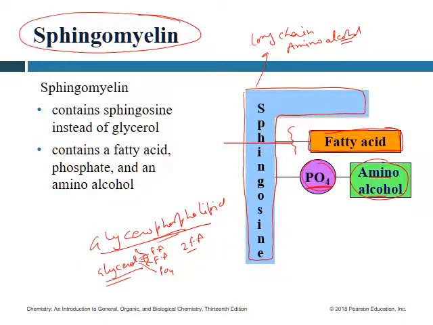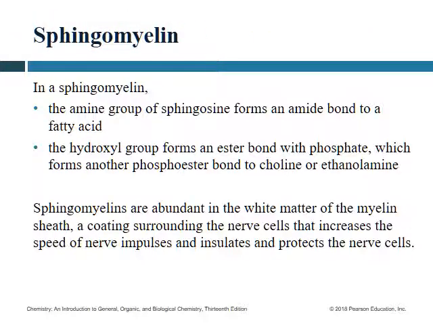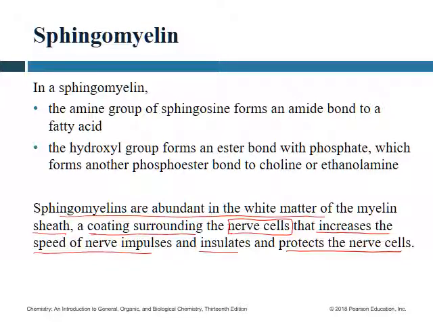Okay, so where can you find sphingomyelin? This lipid, sphingomyelin, is abundant in the white matter of the myelin sheath. What is the myelin sheath? It is a coating surrounding the nerve cell. So this sphingomyelin normally covers the nerve cell, and it also increases the speed of the nerve impulse and insulates and protects the nerve cell, right? So this sphingomyelin lipid is very important to the speed of the nerve impulse that carries all the information from the brain cell.